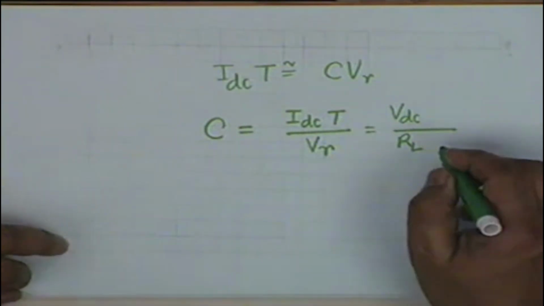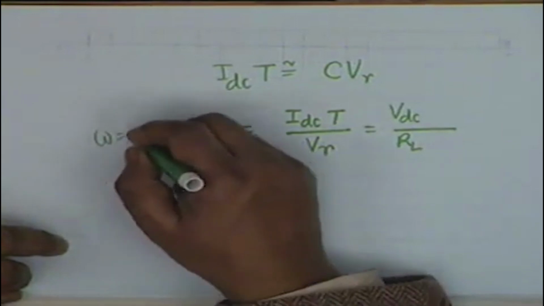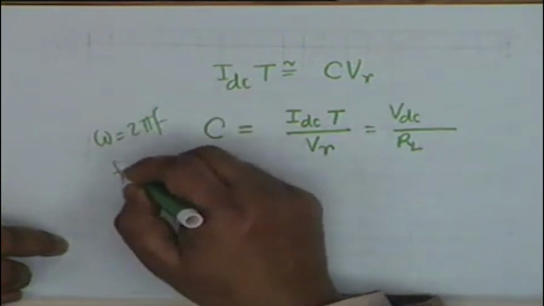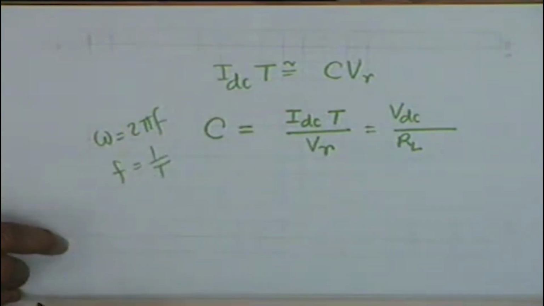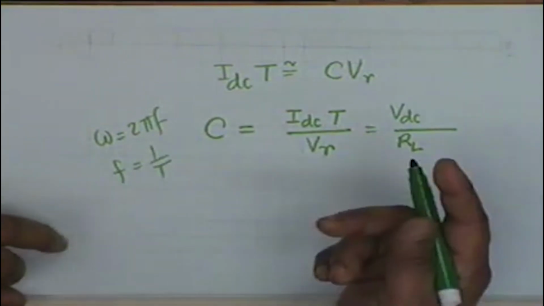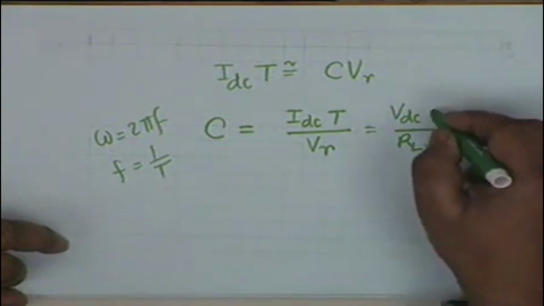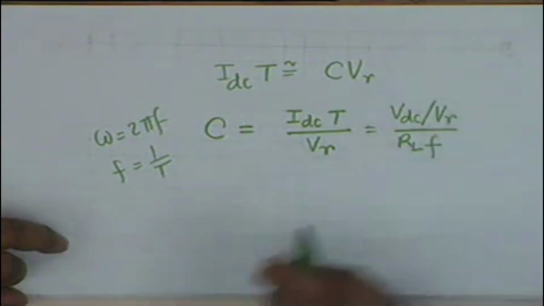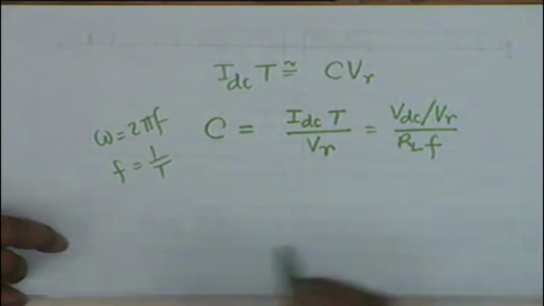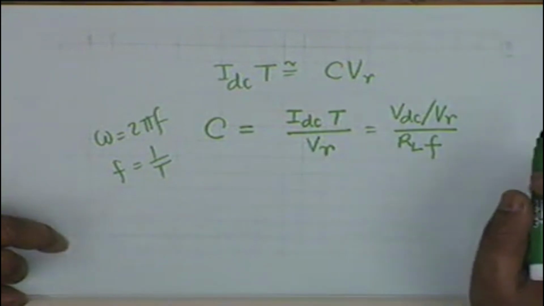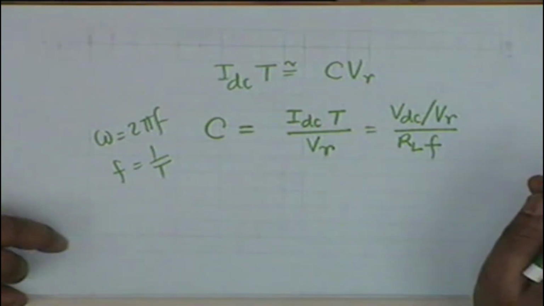Omega is 2 pi F, and F is 1 over T. F is the frequency in cycles per second or in hertz. So it becomes 1 over RL F, times VDC by VR. All right. Is that clear? VDC by VR.